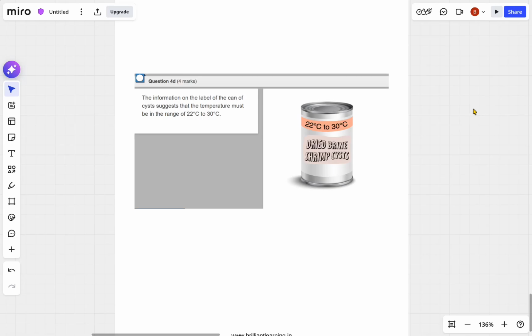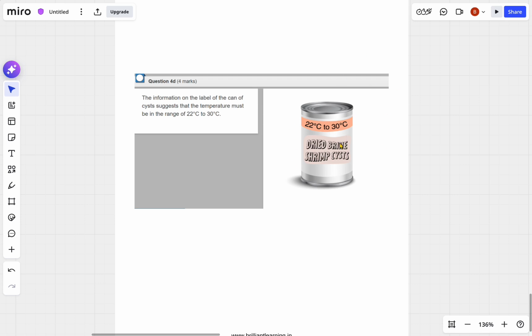Now let's move on to question 4D. Let's just read the question for our reference. Let's go ahead with it. The information on the label of the can of the cysts suggests that the temperature must be in the range of 22 degrees Celsius to 30 degrees Celsius.